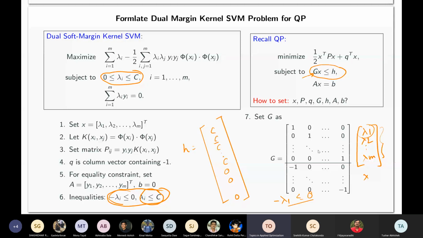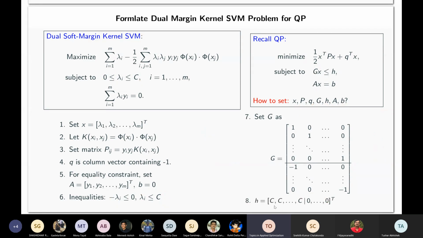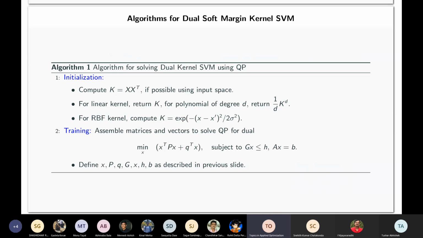All this is to make sure that we can use some library, right? So G we have figured out, A we have figured out, H we have figured out, B we have figured out, Q is figured out, P is figured out. Done. That's according to this original form. Now you can use an existing library, H is what I described here. Now one can use the algorithm to solve the dual kernel SVM using a quadratic program.